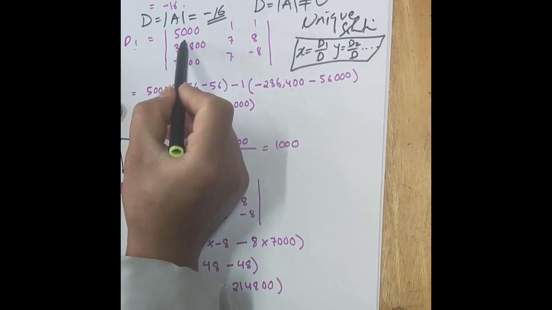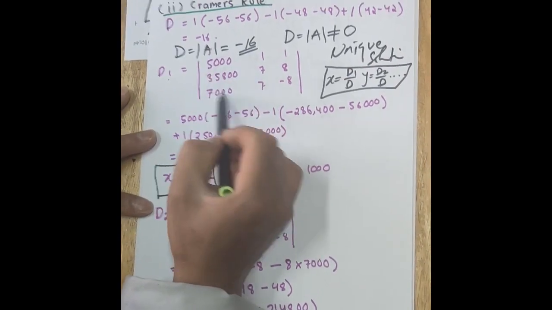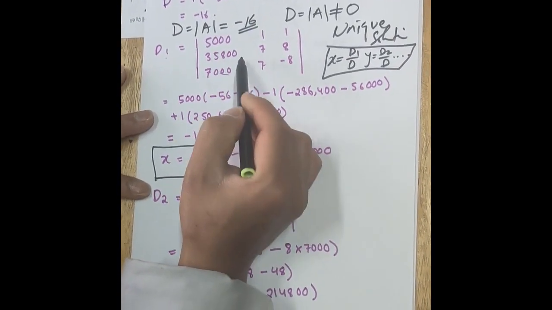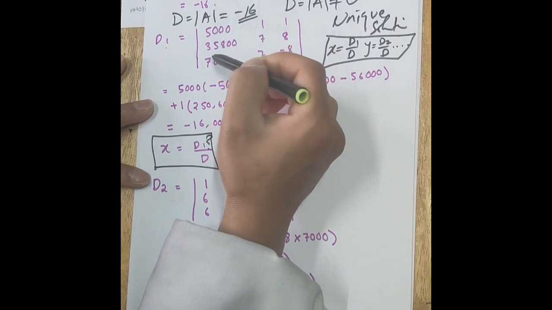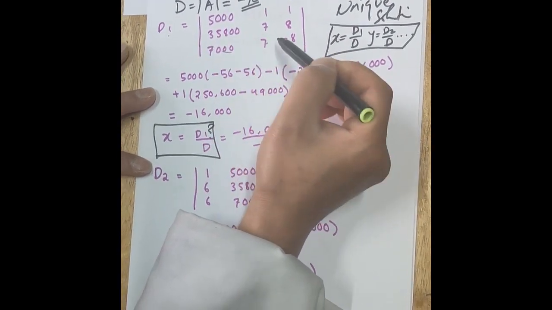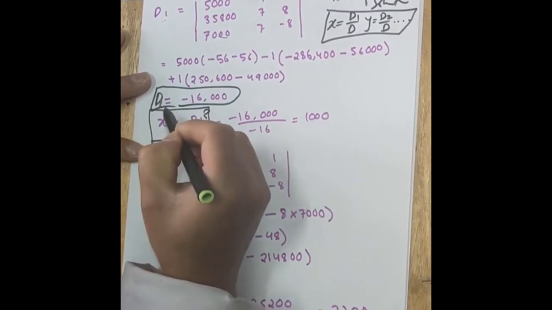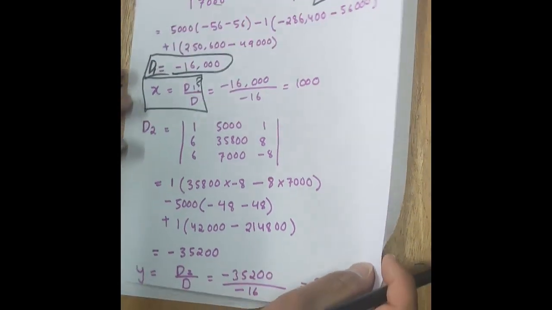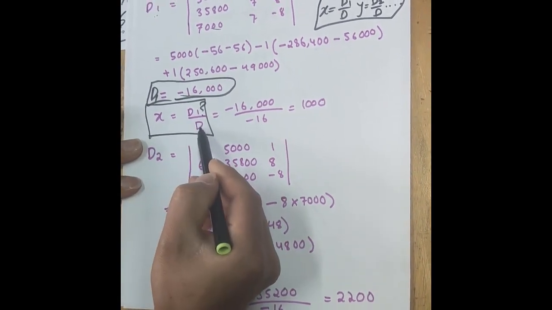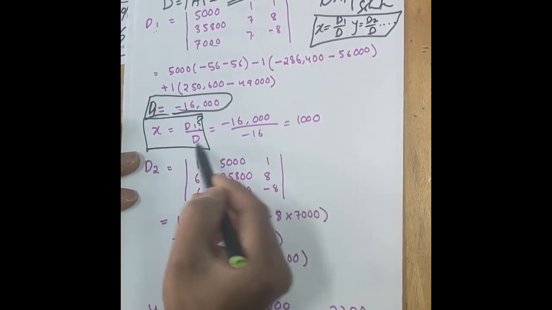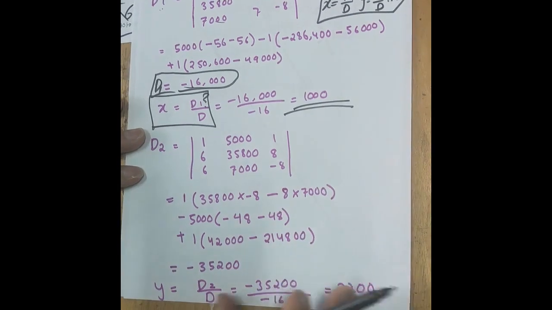In order to find the value of d1, you have to take the original coefficient matrix A and replace the first column of this coefficient matrix A by the constant matrix B, and put the elements of the constant matrix B in the first column of this coefficient matrix A to obtain d1. Therefore our d1 is equal to negative 16,000. Once you get the value of d1, our formula to find x is d1 divided by d. Negative 16,000 divided by d, which is minus 16, is equal to 1,000. The value of x is 1,000.